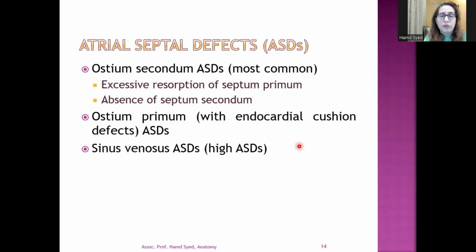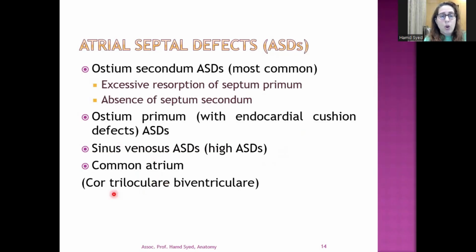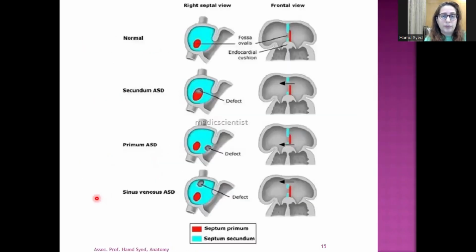Also, the atrial septal defect might be located in the uppermost part of the interatrial septum, and in that case it is known as the sinus venosus atrial septal defect. This is because of the abnormal absorption of the sinus venosus horn into the right atrium. The most extreme form of atrial septal defect is the complete absence of an interatrial septum. In that case, it is known as common atrium, or the medical term is cor triloculare biventriculare.